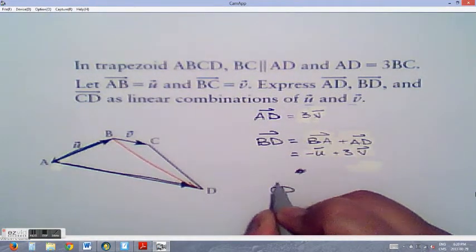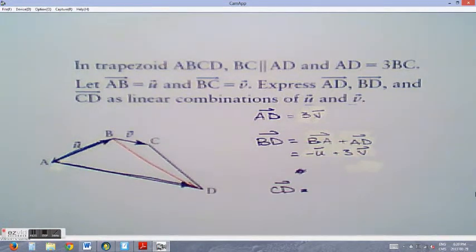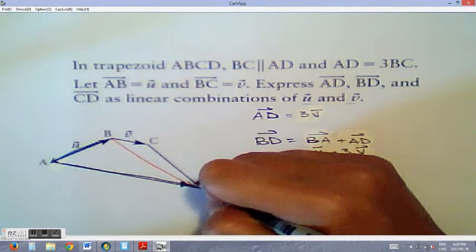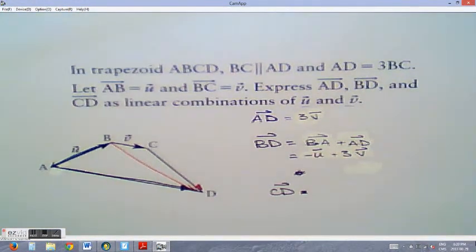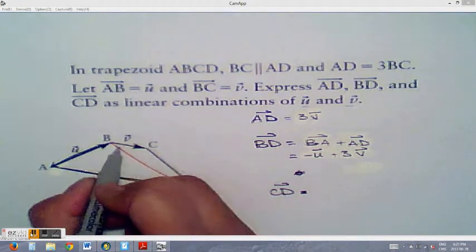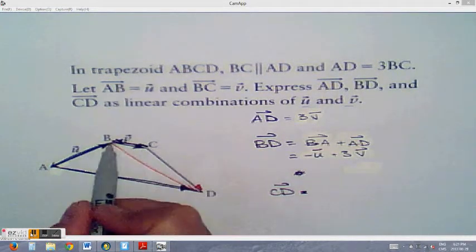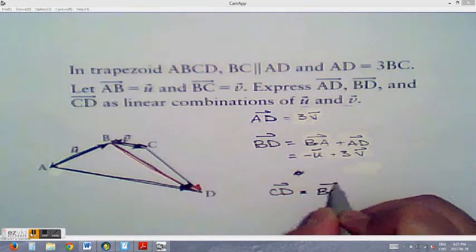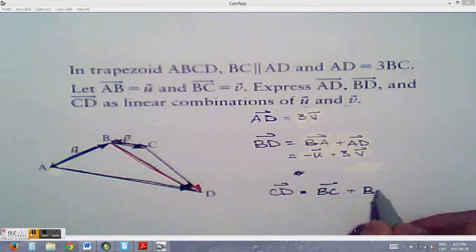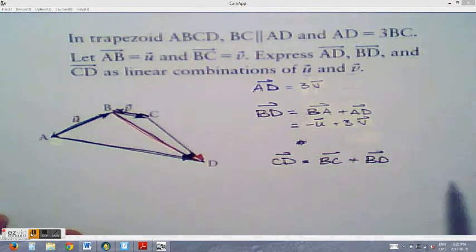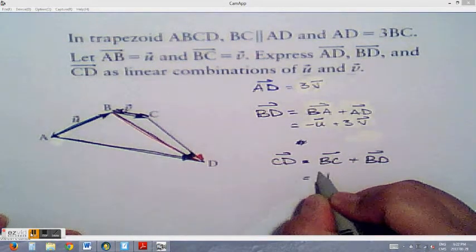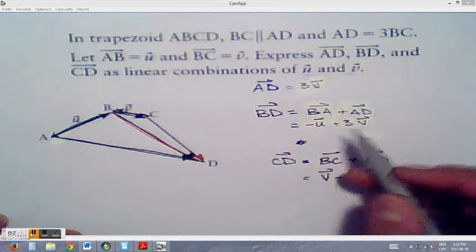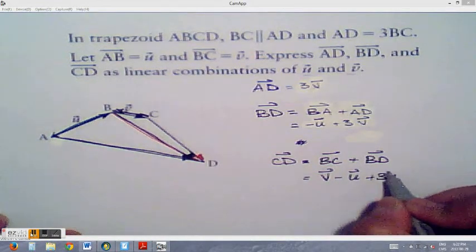Finally, let's look at CD. Let's draw this again on another diagram, CD in red. C to D is this vector right here. Again, we're going to find vectors that will add tip to tail to give CD. So we can say C to B plus B to D, so CB plus BD will give us CD. CB is equal to negative v, and BD we had already determined to be negative u plus 3v. So that's CD.